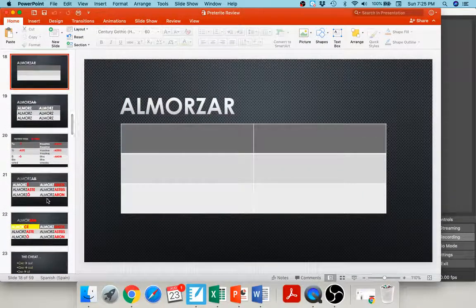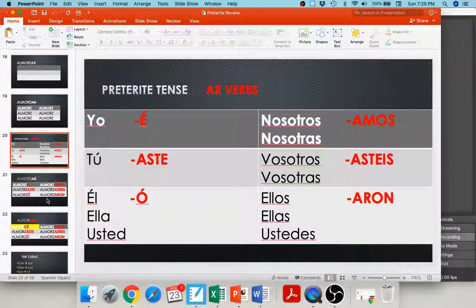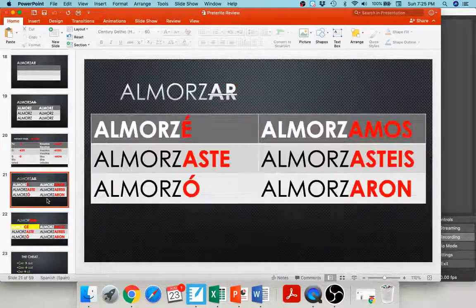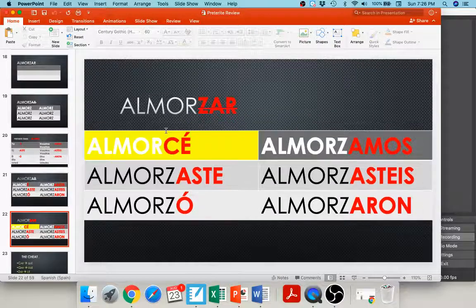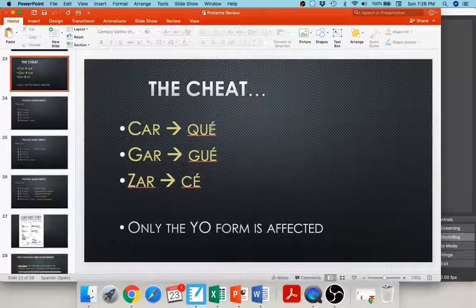Next, we'll talk about zar verbs. Verbs that end in zar, you're going to follow the same process. Chop off your AR, add back your regular preterite endings, é, aste, ó, amos, asteis, and aron. But in this case, your zar verbs, the ZAR, changes to a CE. So you get almorcé. All the other forms are normal. So the cheat here, or the trick, is to remember that car verbs change to qué, gar verbs change to gué, and zar verbs change to cé. And in each of these instances, it's only the yo form that is affected by the change.